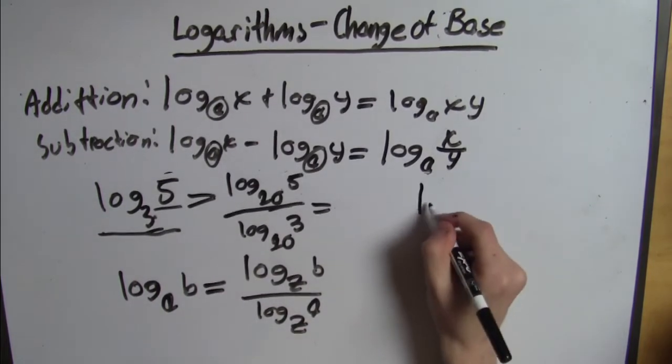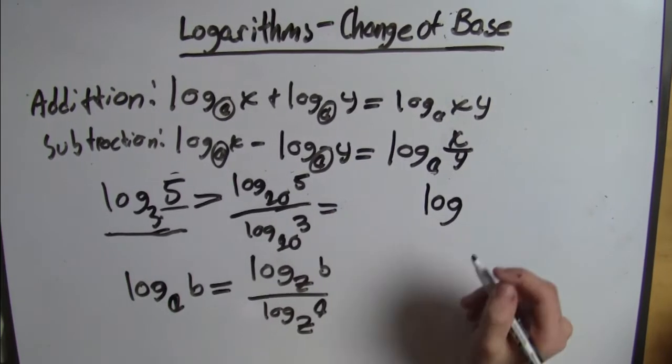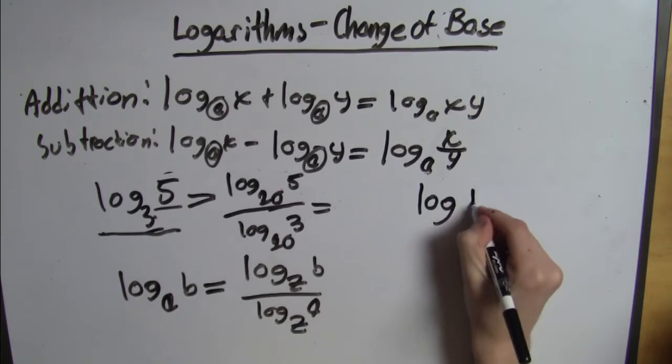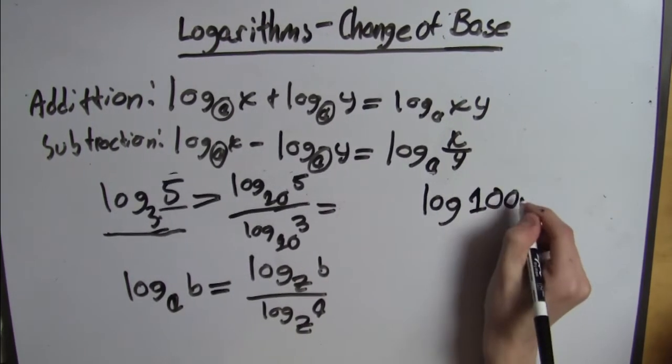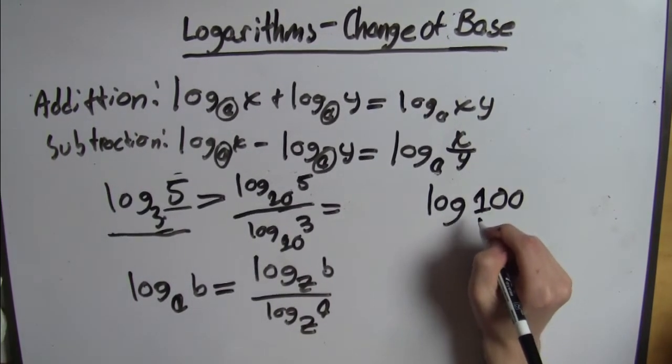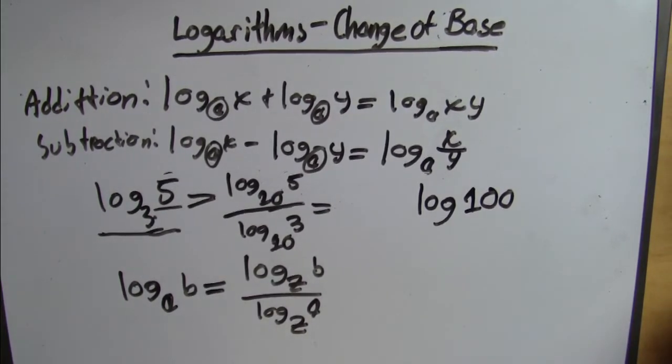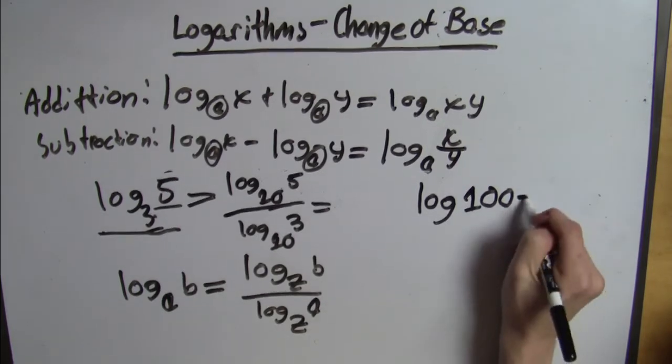Now log base 10 we usually just write as log, right? And we assume that the base 10 is there. That's why if you're looking at a calculator, the base 10 log will usually just be written log with no base 10, right? So if we were taking log of 100, I'd assume that to be base 10, and I'd say, what power do I have to raise 10 to get 100? 2. 10 squared is 100, so my answer would be 2.